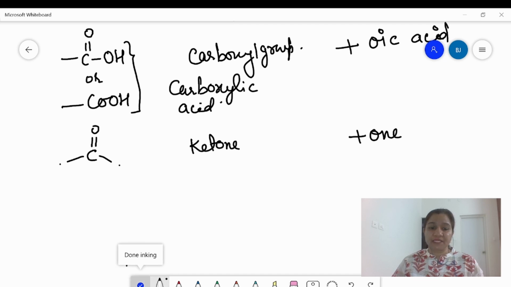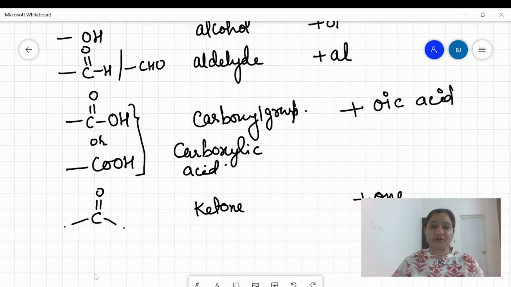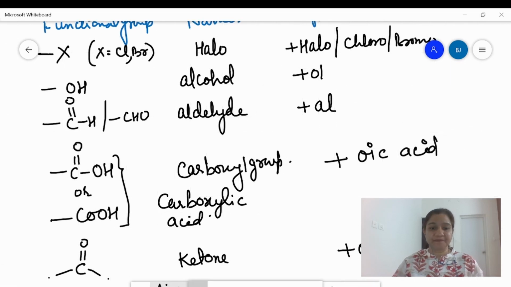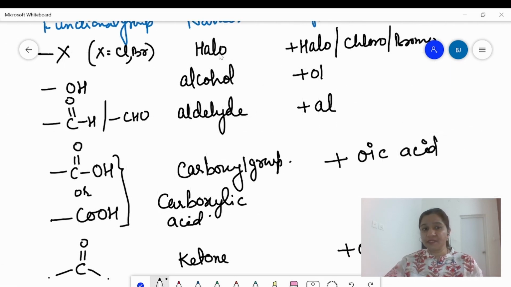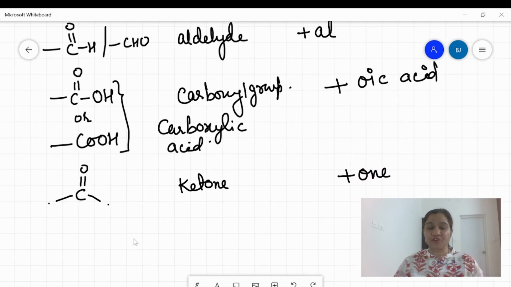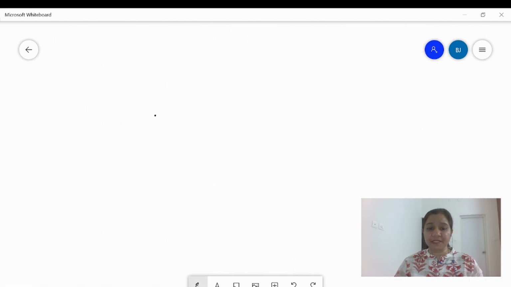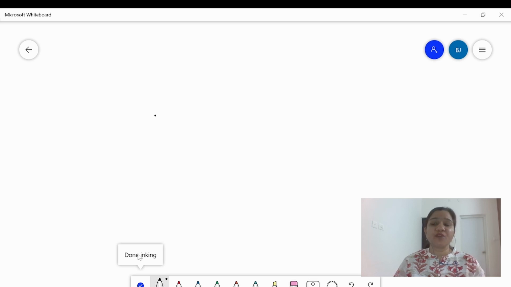Once again, let me show you what functional groups I discussed. The first is halogen, the second is alcohol, the third is aldehyde, the fourth is acid, and the fifth is ketone. This is called your secondary suffix. Now, let us see some examples. But before that, I will tell you one more thing.